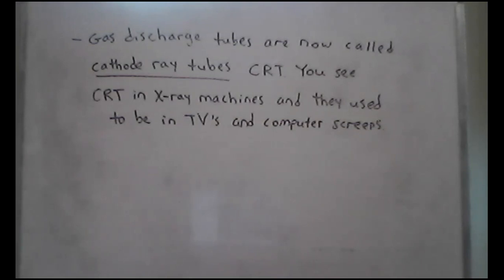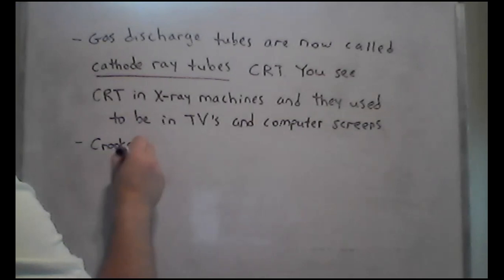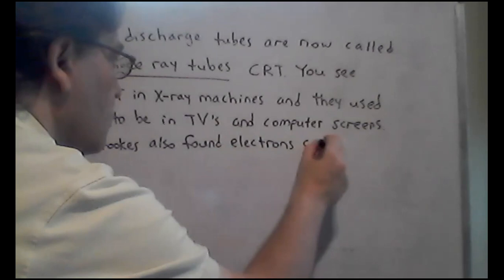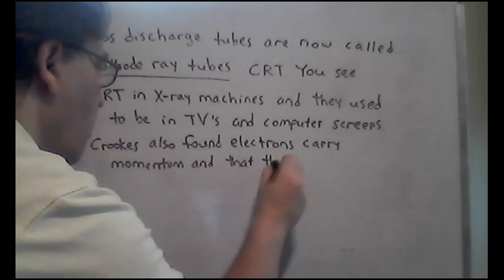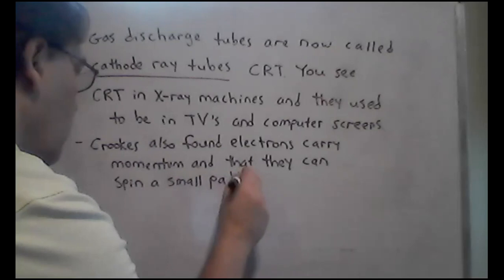All right, Crookes, among his other discoveries, discovered the electrons actually carry momentum, and they can actually make a small paddle wheel rotate. I talked about that. Crookes also found that electrons carry momentum and that they can spin a small paddle wheel. Found out later, light can do that too.